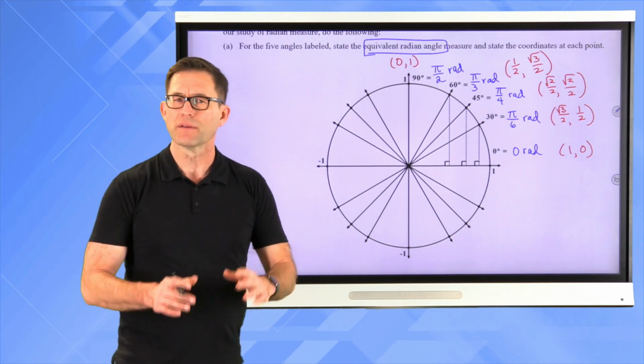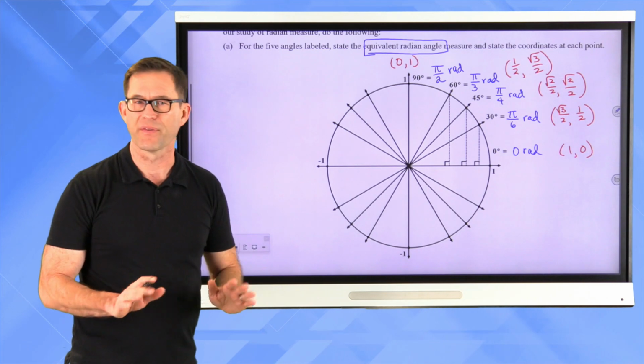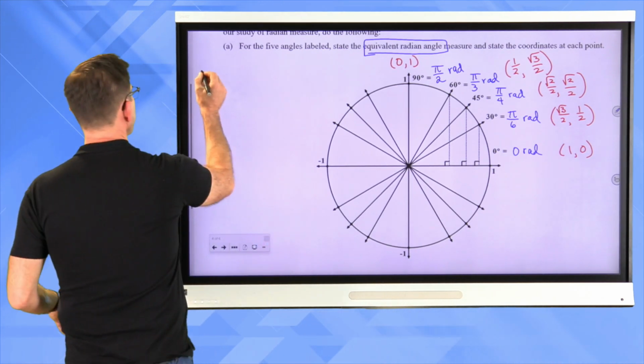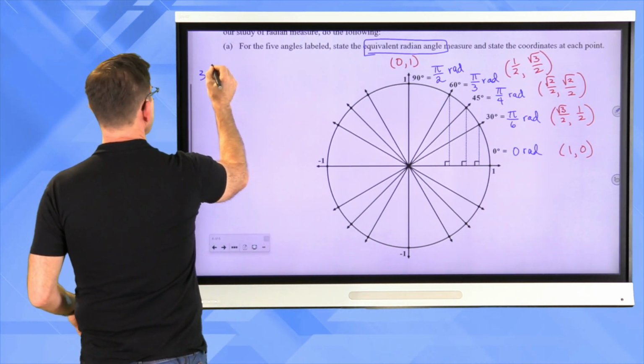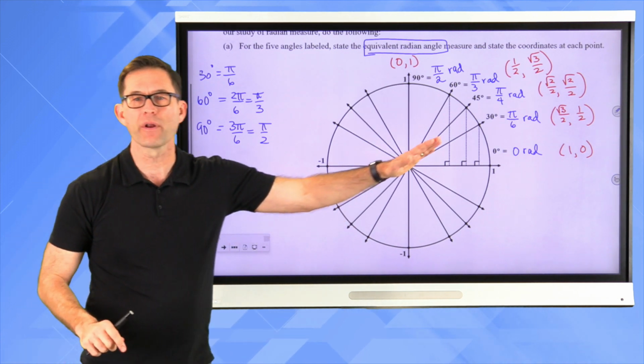So here's what I mean. Let's just for a moment, over on the side of the paper, think about multiples of 30. 30 degrees is pi over 6. 60 degrees, which is 2 times that, would have to be 2 pi over 6, but that reduces to pi over 3. 90 degrees would be 3 pi over 6, but that reduces to pi over 2. Think about this for a second. We skipped right over the 45. That makes sense.